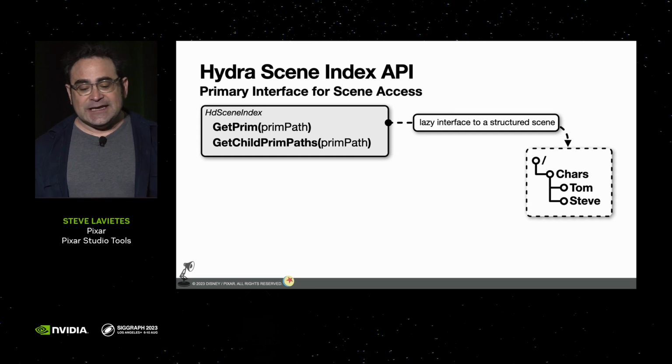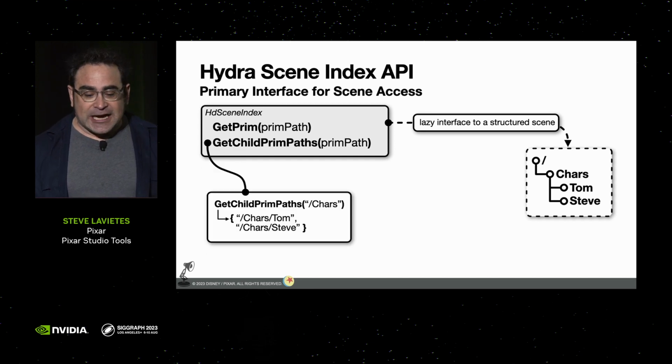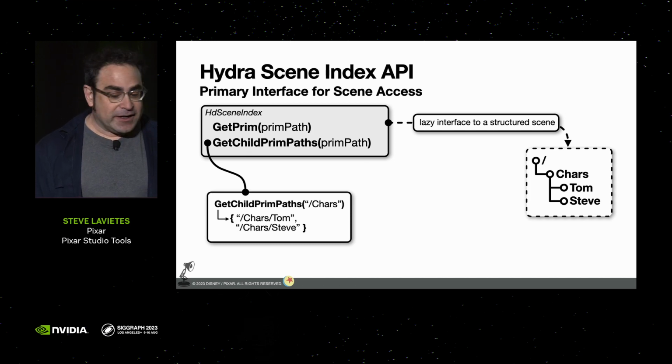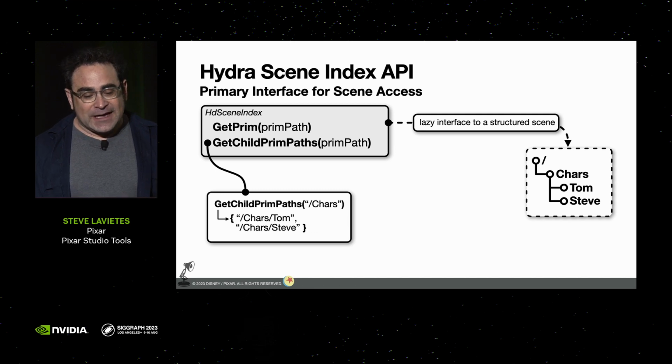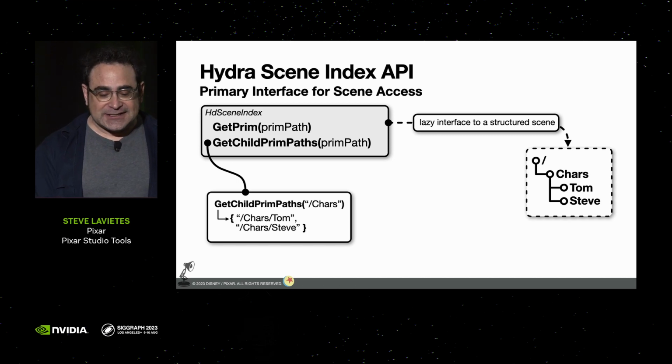So this is a lazy interface to a structured scene. And the two primary methods, and there really aren't very many more methods on scene index itself, are get child prim paths. And that allows you to ask, starting from root, what are the child prims of this? And so this allowed us to unify the notion of learning what was in the scene rather than having a separate population step.